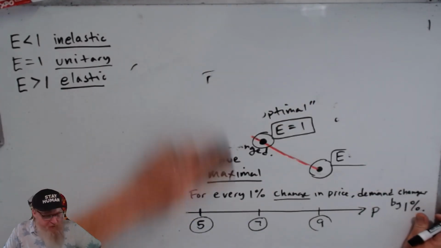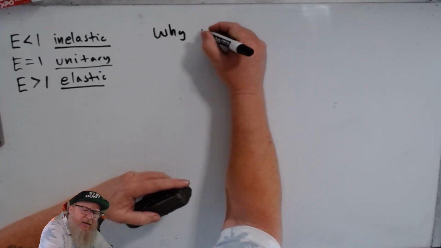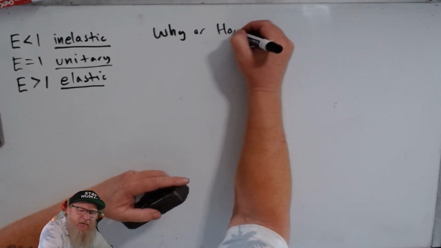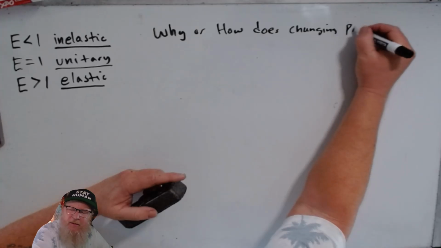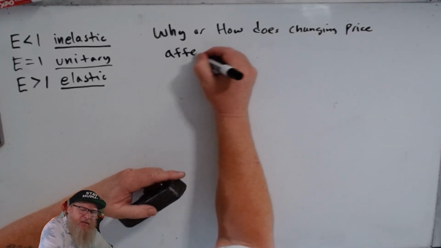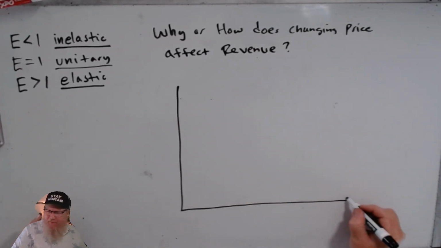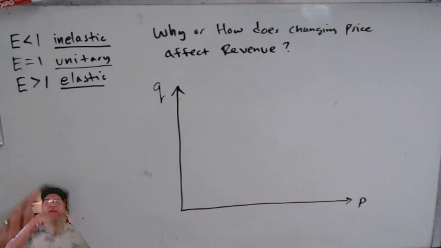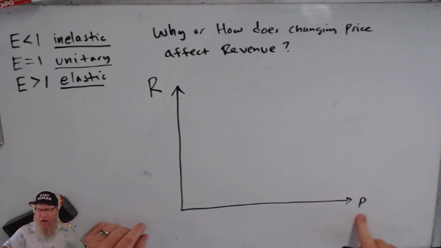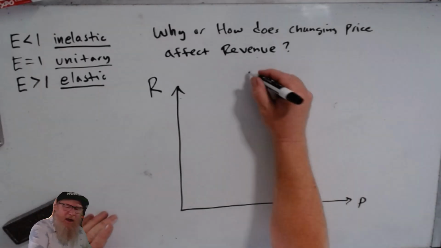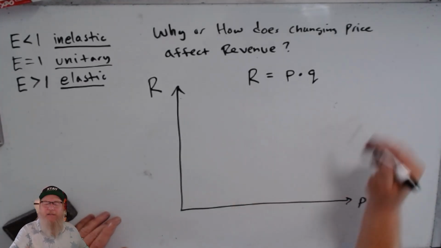So before I do my first legitimate calculus example, let's talk about why or how does changing the price affect revenue? Well, it's a different graph, which if I had a larger board, I would write them. Sorry, that's not Q anymore. That's R for revenue and price. Well, revenue is price times demand, or price times quantity.